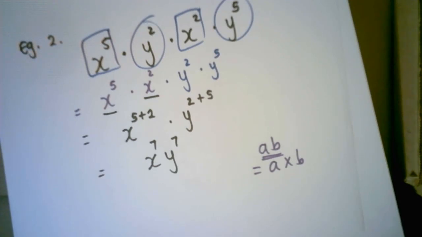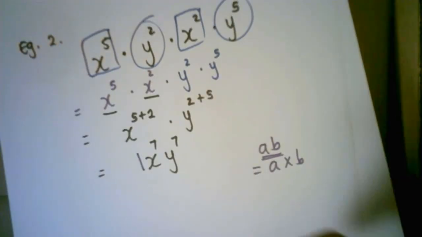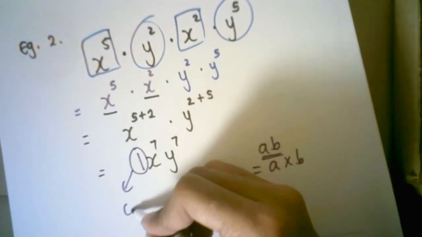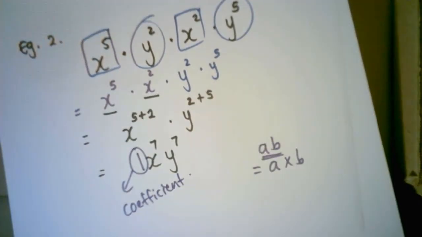And the number or the value that's in front of a specific variable, for example, in this case, we have x raised to the power of 7, y raised to the power of 7. The number that's in front, it is an invisible 1 here. So this number is known as the coefficient. So do not forget that there's an invisible 1 there as well. You will learn more about that when we look at algebraic expressions very, very soon.